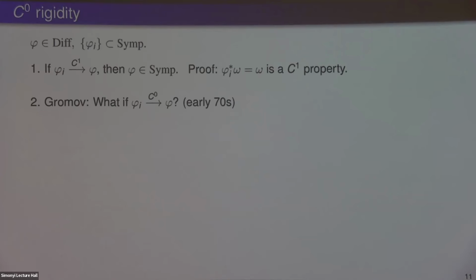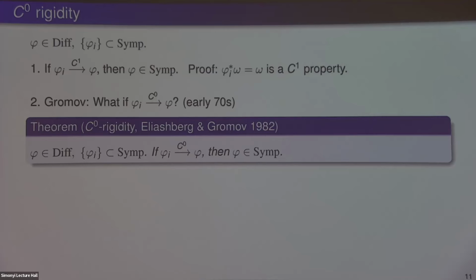Now, Gromov asked in the early 70s, what happens if we weaken that C1 convergence to C0 convergence? And the point here is that C0 convergence is a very weak form of convergence, and a priori you don't expect it to carry any sort of information whatsoever about the derivatives of this map phi. So you would not expect the limiting map phi to be symplectic. However, one of the miracles of nature is that it turns out to be symplectic, and this is known as the C0 rigidity theorem, which was proven by a combination of results by Gromov and Eliashberg in the early 80s.